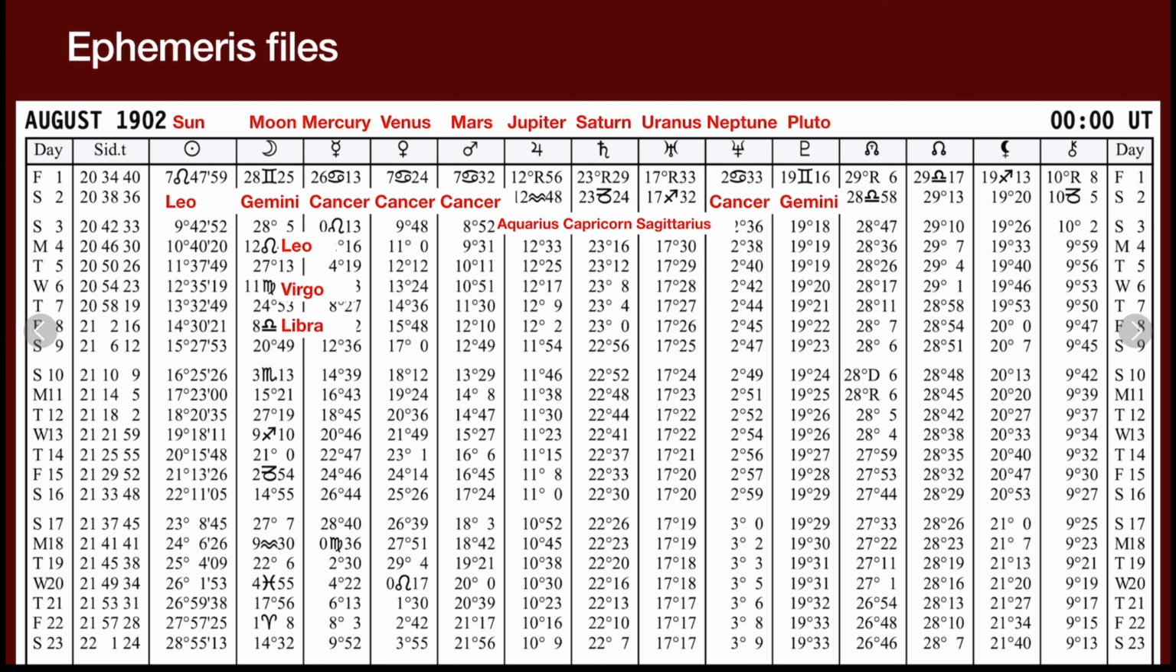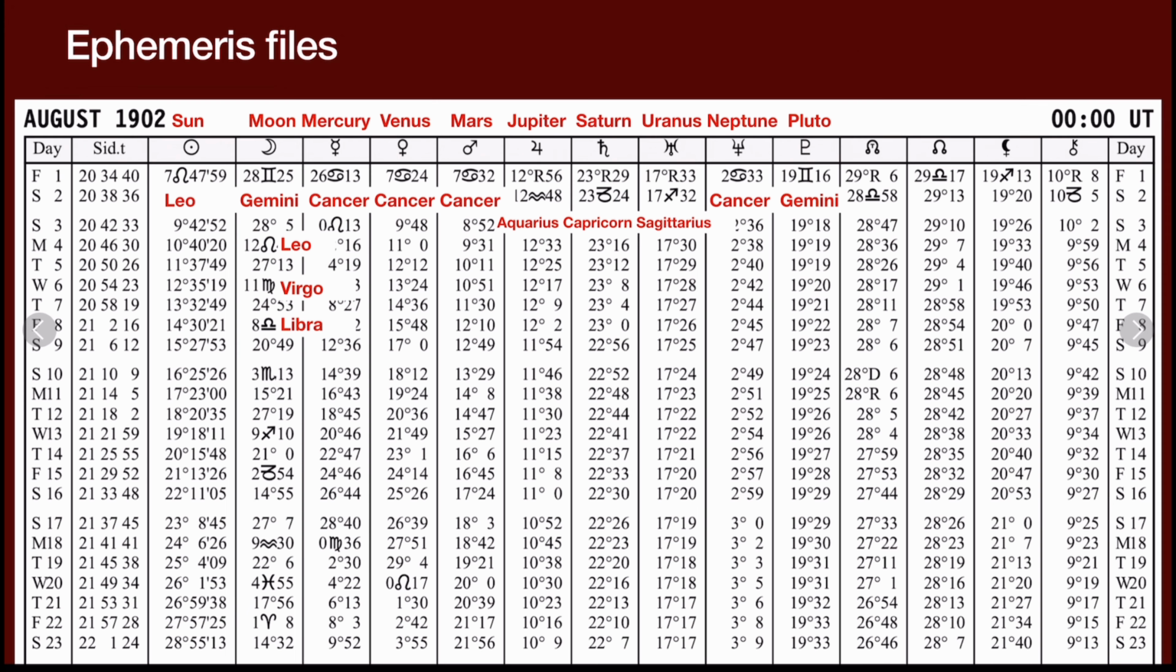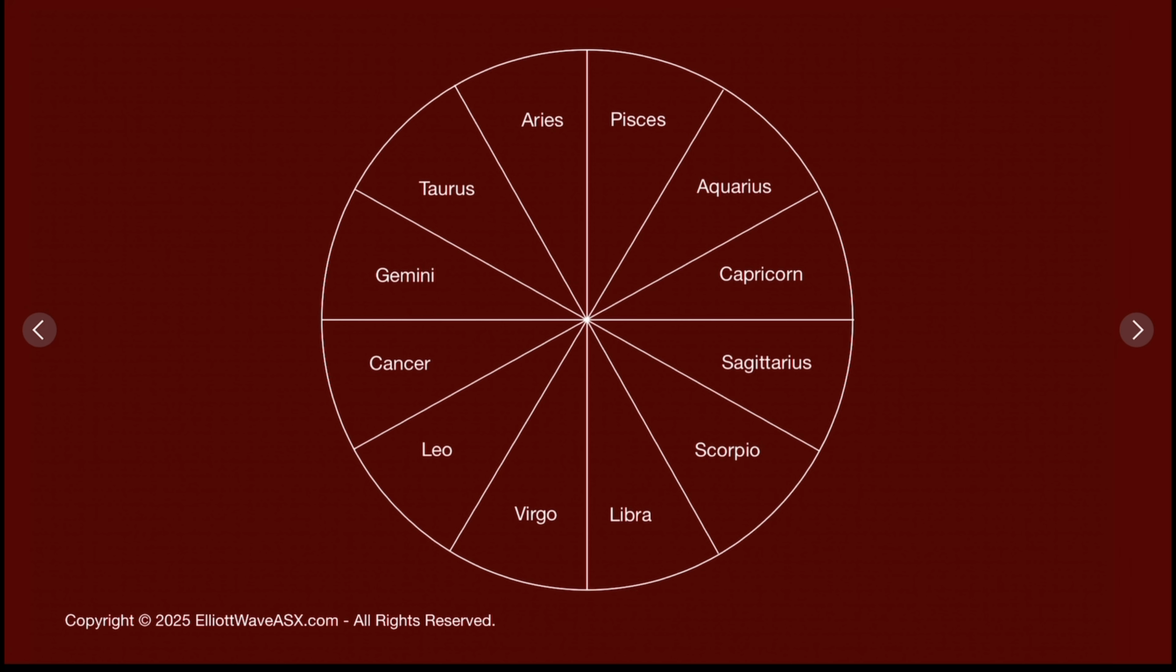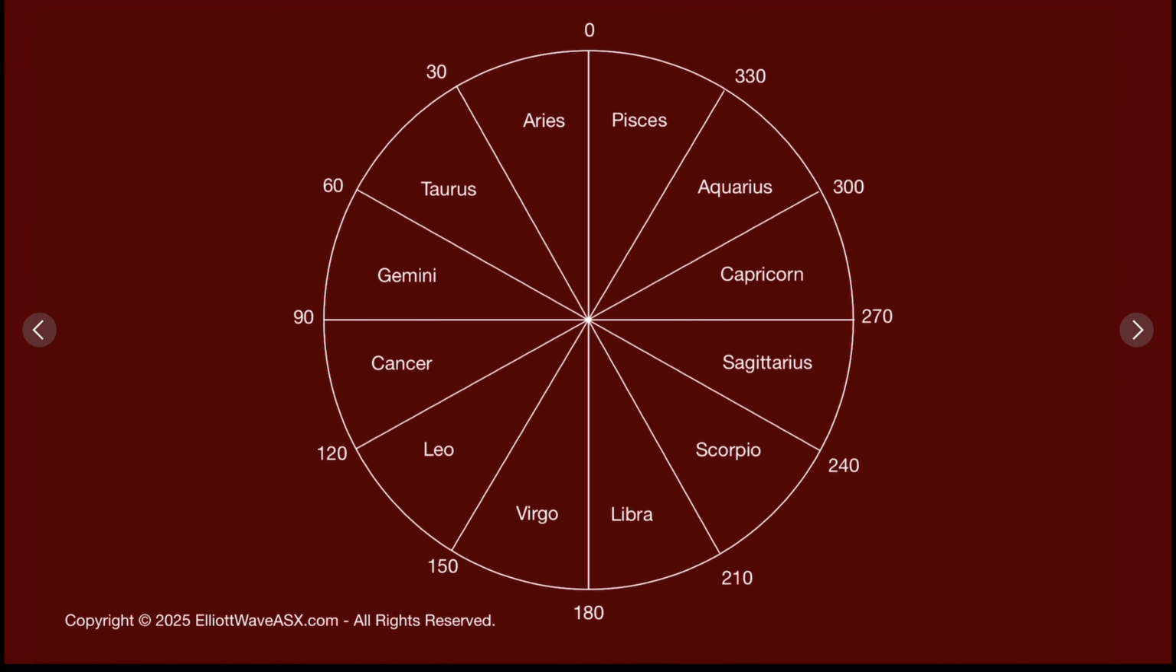Now many of these names will be familiar to a lot of people, but remember, we're talking about mundane astrology, which is how planets affect everyday things such as business conditions and of course the stock market. There are 12 signs, and as there are 360 degrees in a circle, each sign is 30 degrees. Now you need to know where each sign starts.